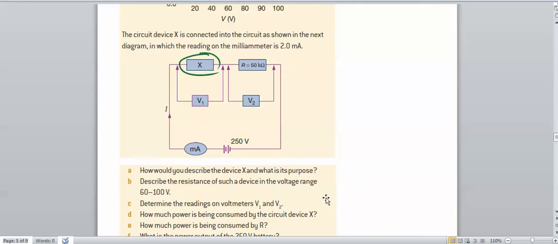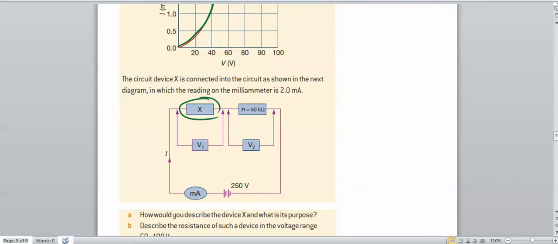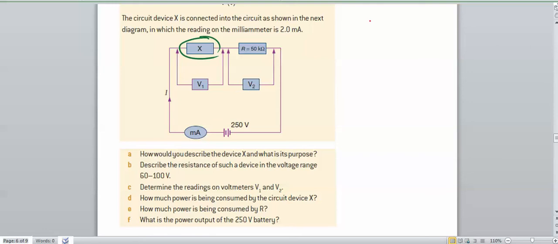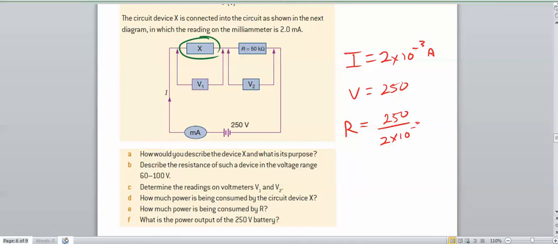Determine the readings on voltmeter 1 and 2. Well, for this part, we know that the current is equal to 2 milliamps, 2 by 10 to the negative 3. And we know that the voltage is equal to 250. So we can work out the total resistance is 250 divided by 2 by 10 to the minus 3. I don't have a calculator, so let's just do it this way. That's going to be 125 by 10 to the 3.